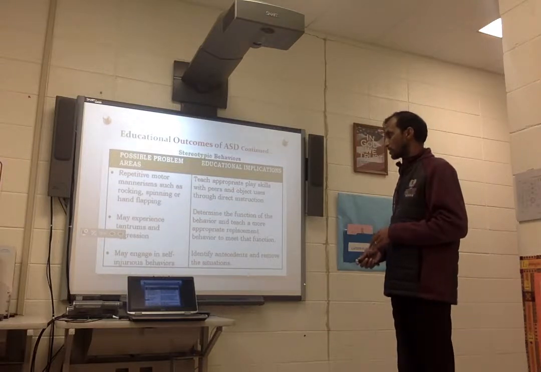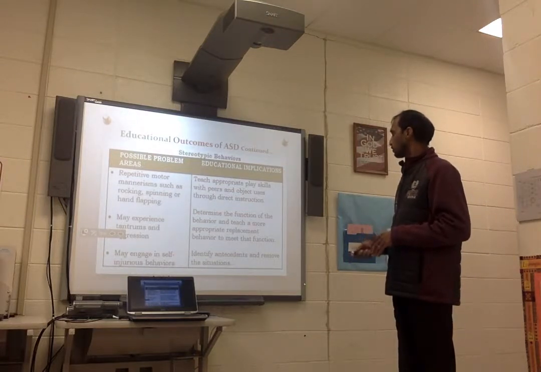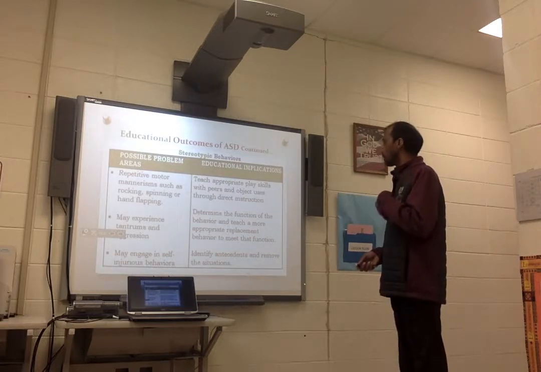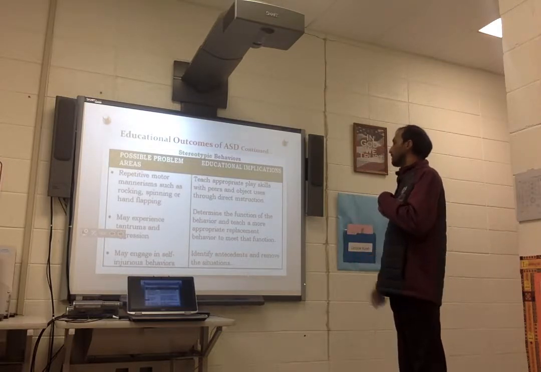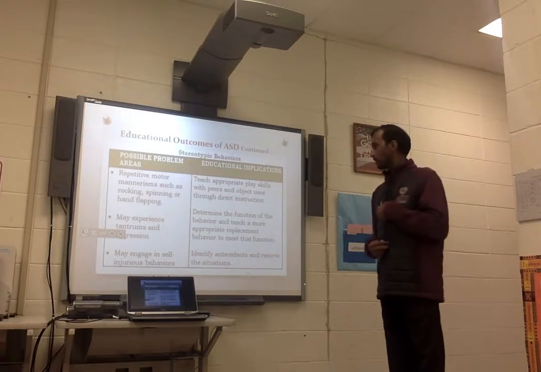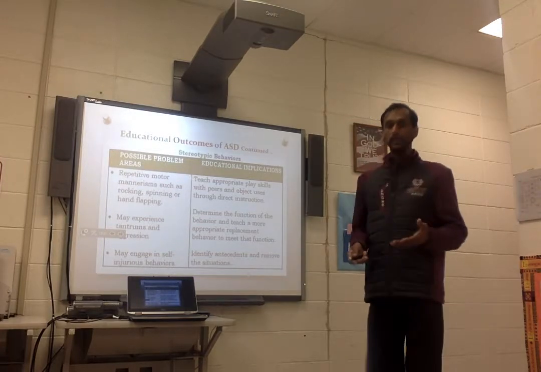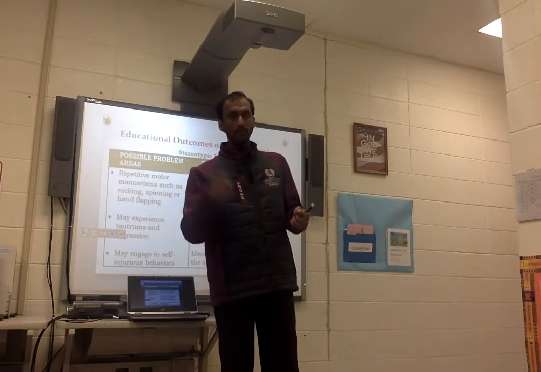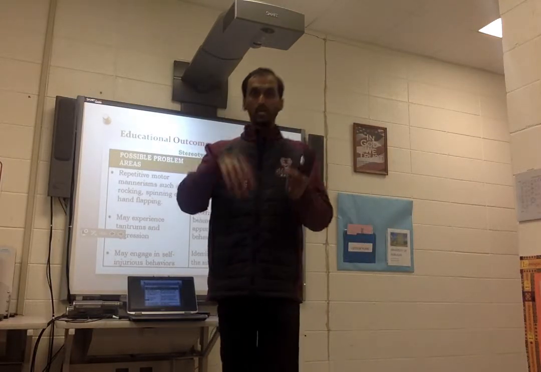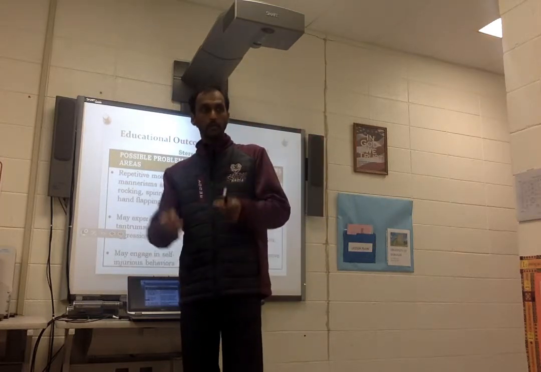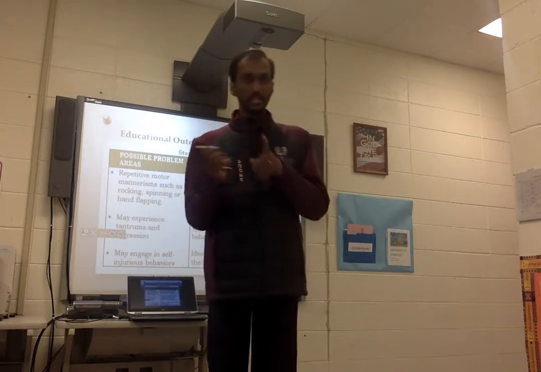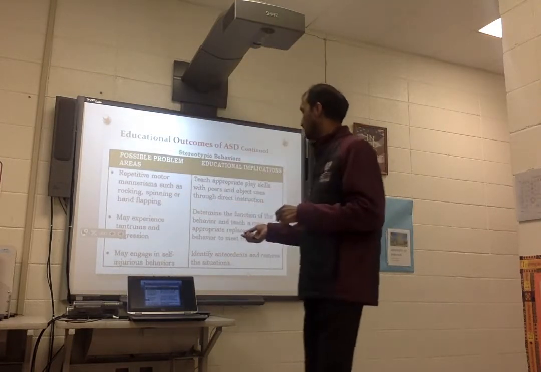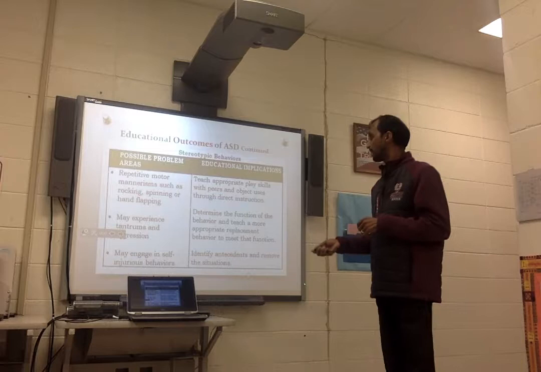Now, they may express tantrums. So what do you do? Determine the function of the behaviors and teach a more appropriate replacement behavior to meet that function. Or they have some kind of odd behaviors. For example, they throw a paper ball. Instead of just throwing the paper ball, try to use the paper ball, throw it to a certain destination, like transferring his skill towards a positive direction. That kind of way we can handle this kind of behavior.